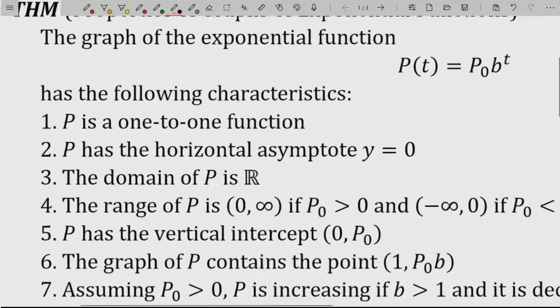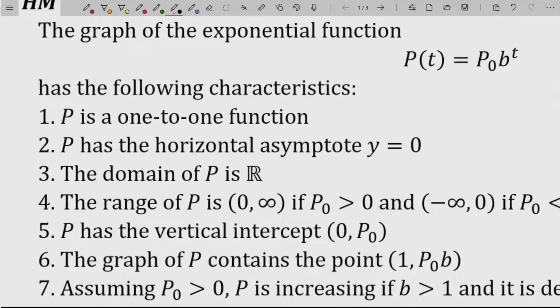Anyhow, let's see some properties of the graph of an exponential function. The graph is going to be a one-to-one function. Or I should say P itself is a one-to-one function. So the graph should pass the horizontal and vertical line tests. If you don't recall that, you could go and watch my series on inverse functions where I talk about one-to-one functions.